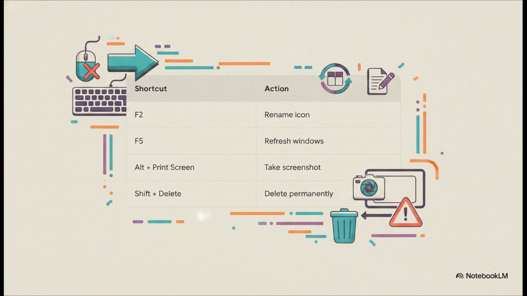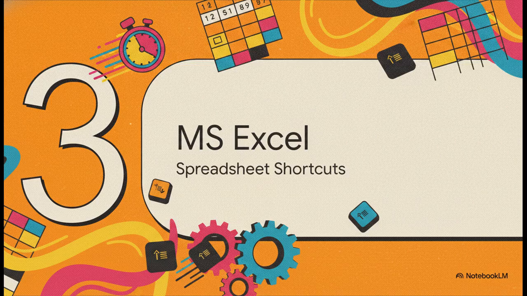And if you want to bypass the recycling bin completely, Shift plus Delete wipes that file permanently. Just be very, very careful with that one. All right, Section 3. Hacking MS Excel.